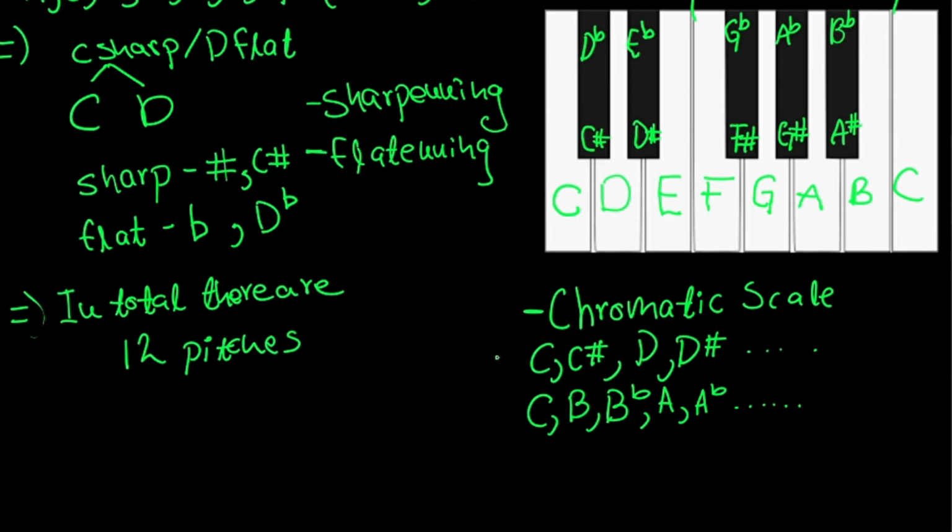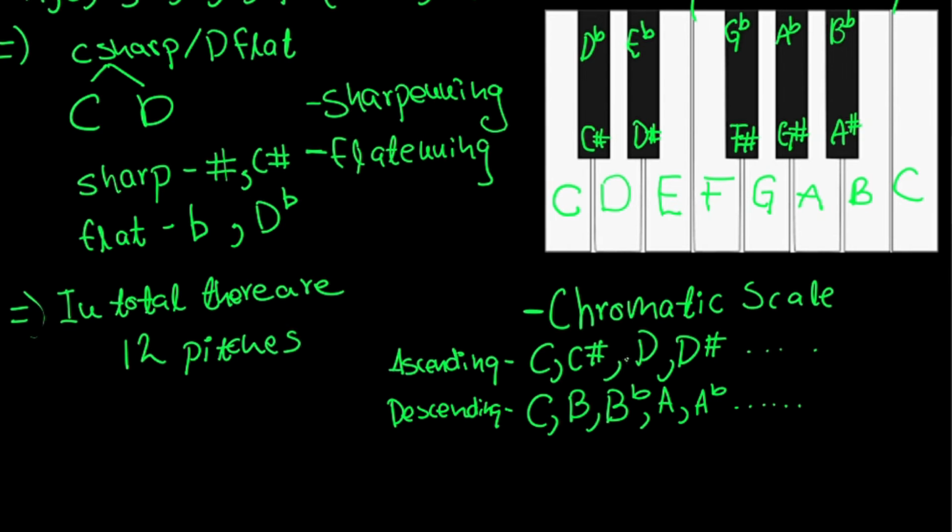So whenever you go ascending, let's just revise that because this is a lot of information. Whenever you go ascending, you only use sharps when you're writing it down, terminology wise. And when you're going descending, you only use flats. And if you want a reason for this, well, this is just a convention. This is the way we usually write things.